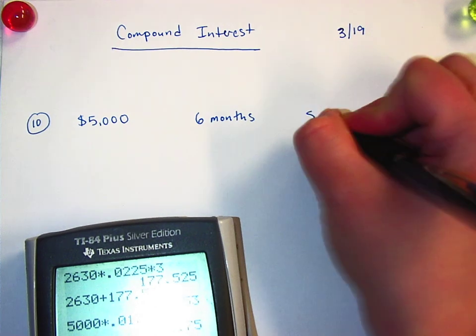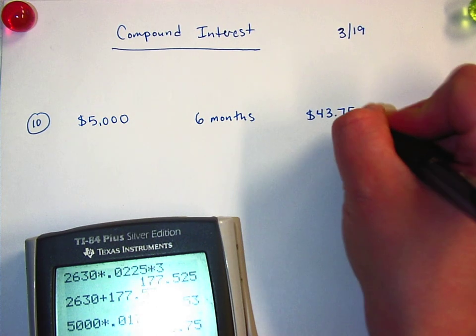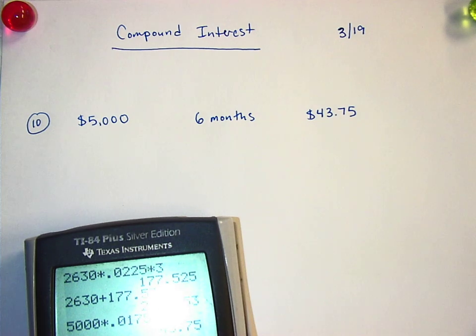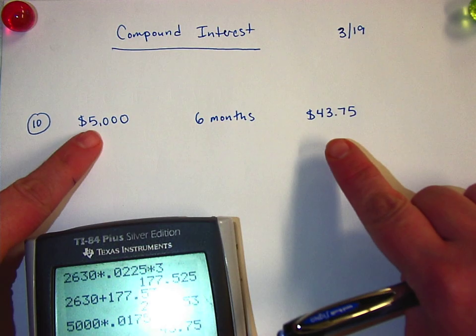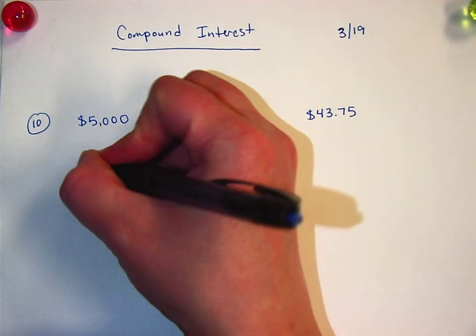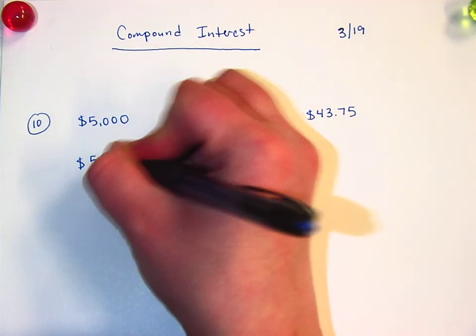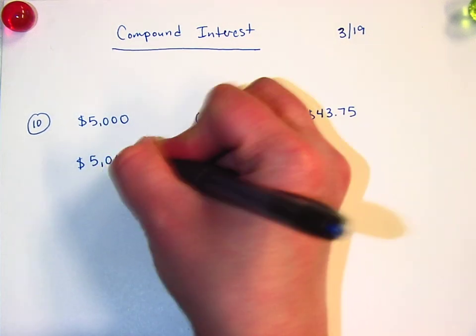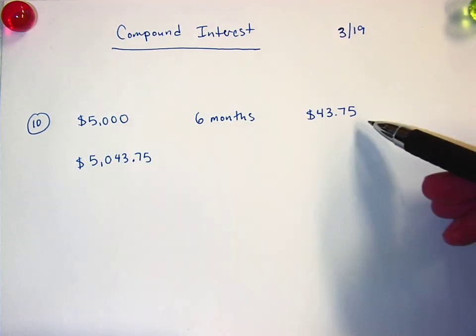So they get $43.75 in interest. Okay, that's my first row. Now my second row, I'm going to take that $5,000 and I'm going to add on the interest I have so far. So my next amount of money is $5,043.75 because it's what I had before, plus I get the interest here.